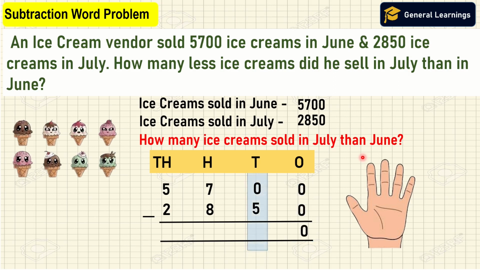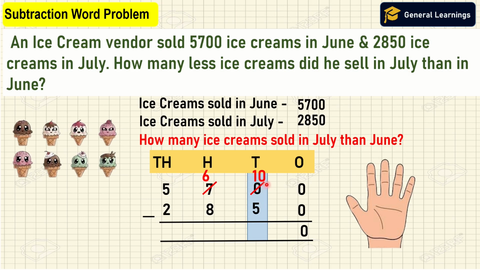Next we are going to subtract the digits in the tens place. Here 0 minus 5. 0 is less than 5, so we cannot subtract. So we are going to borrow from the nearest place value, that is the hundreds place, so that the 0 becomes 10 in the tens place, and the 7 becomes 6 in the hundreds place. Now we are going to subtract 10 minus 5.